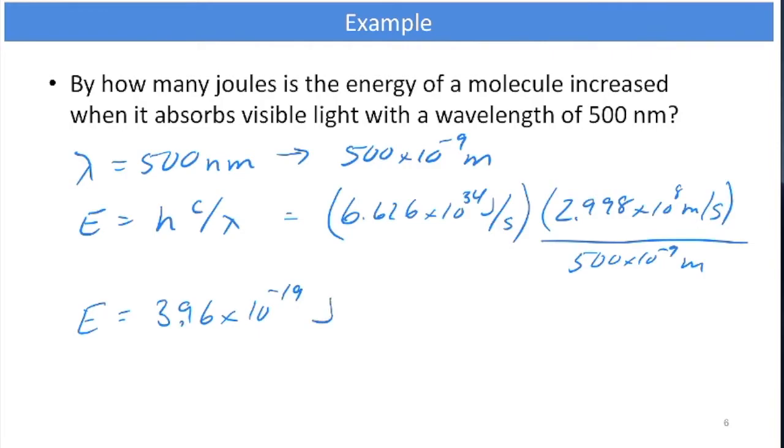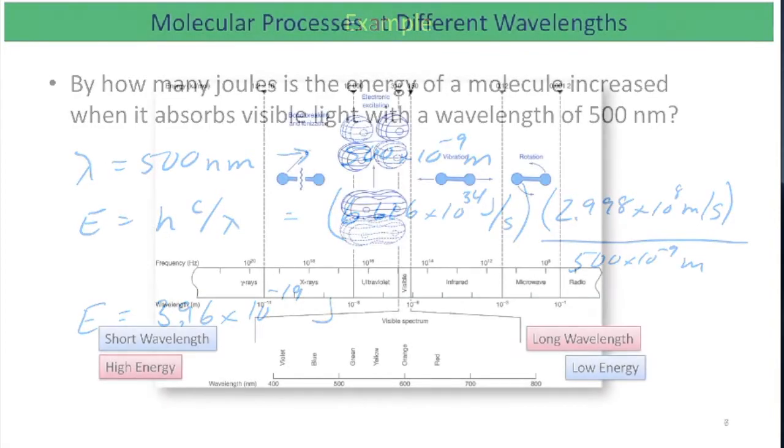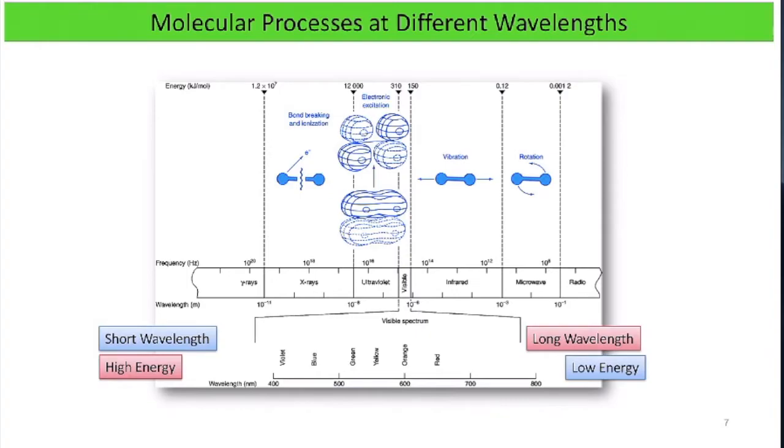So a very small amount of energy, and that makes sense. One molecule, a photon of light, giving it a little tiny bit of energy. So what happens when we shine light at different wavelengths at molecules? It's going to depend on the energy of that light. So it can do a number of different things.